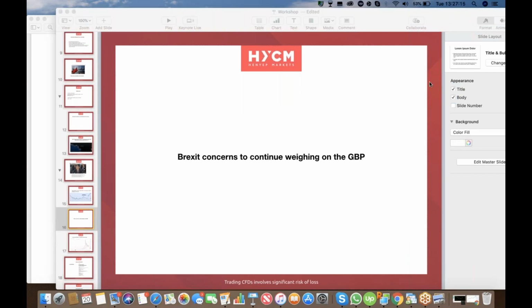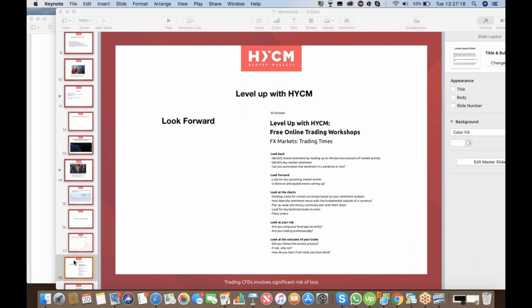What we're going to look at now is forward. We want to start looking forward, okay? And before we look forward, the key thing to do is we've identified recent sentiment. This is what you would do. You would have gone and researched on your own, and you would have found out those things that I've been sharing with you, okay? And once you found them out, you then want to say, can you summarize that sentiment in a sentence or 2? Okay, so have a go with it now in the comments.